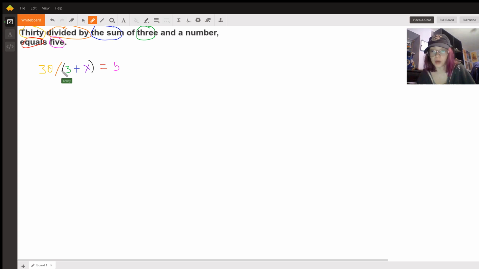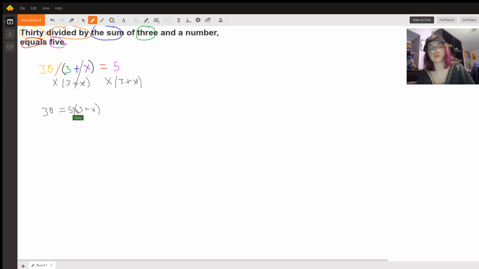So this quantity is being divided, so the first thing that we want to do is get rid of that. And the way that you undo division is by multiplication. So we're going to multiply by the entire quantity of 3 plus x. That's going to cancel this out for us. And then we're going to multiply this side also by 3 plus x. This is going to give us a new equation of 30 equals 5 times 3 plus x.